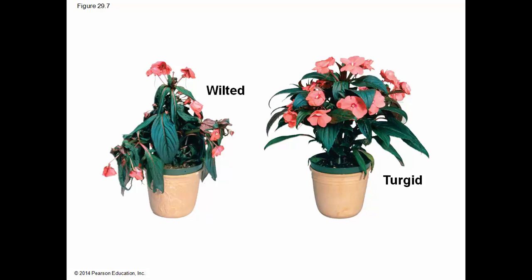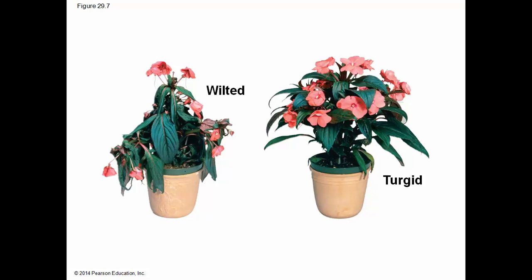Aquaporins facilitating diffusion of water. Aquaporins are transport proteins that affect the rate of water movement across the membrane. So it can either go quickly or slowly depending on the number of aquaporin transport proteins in that cell membrane.